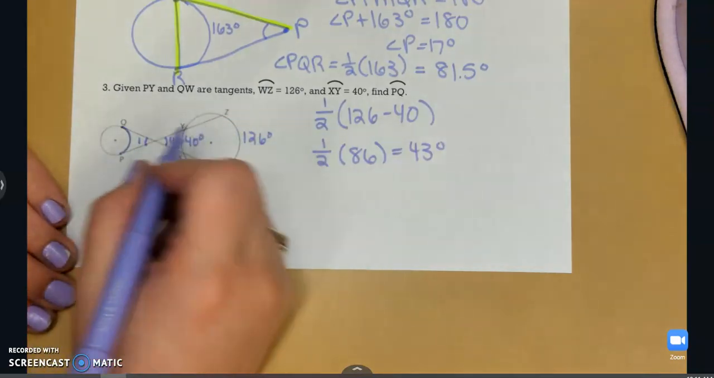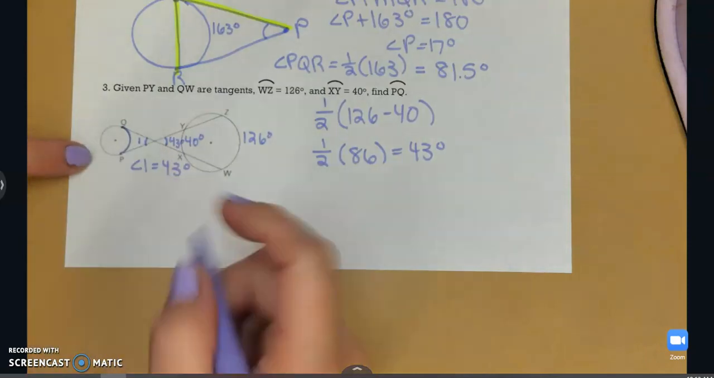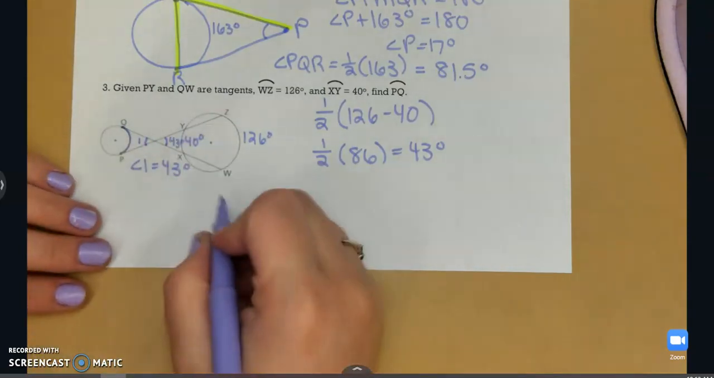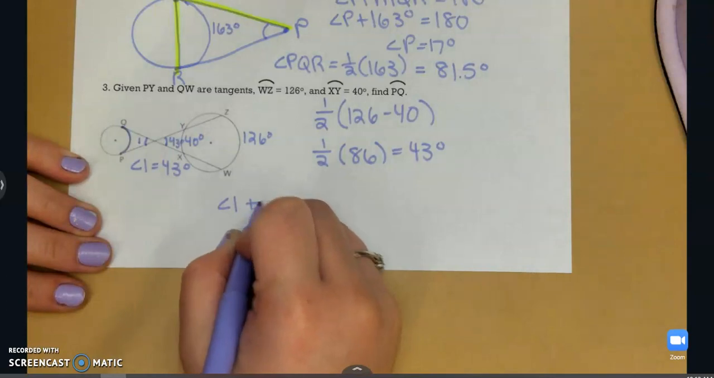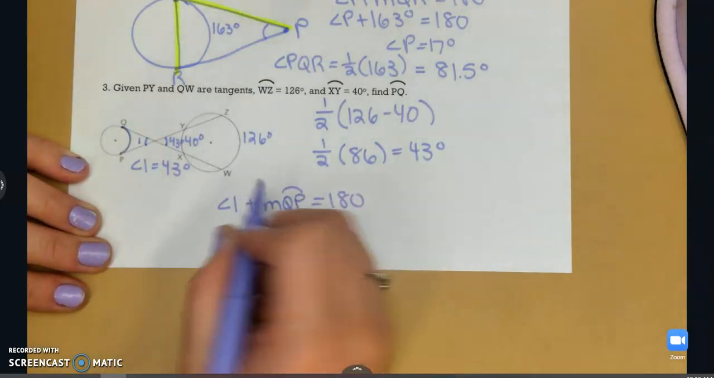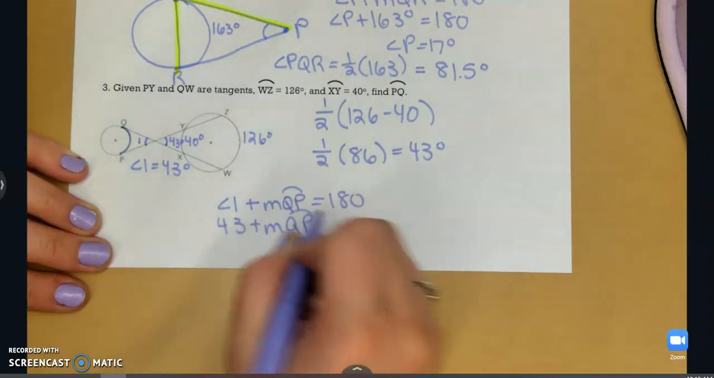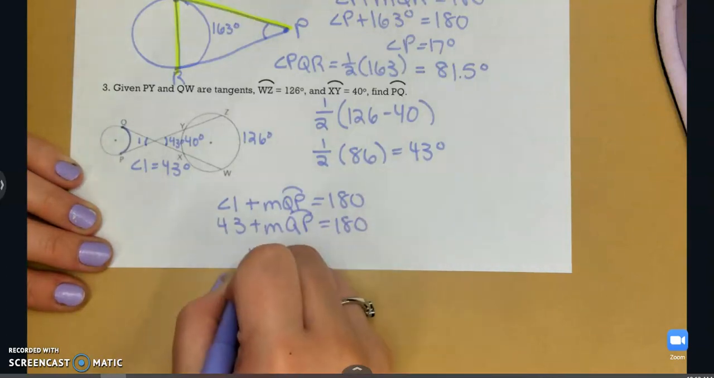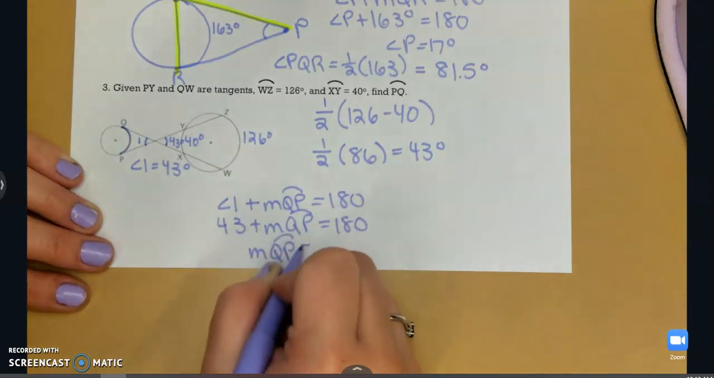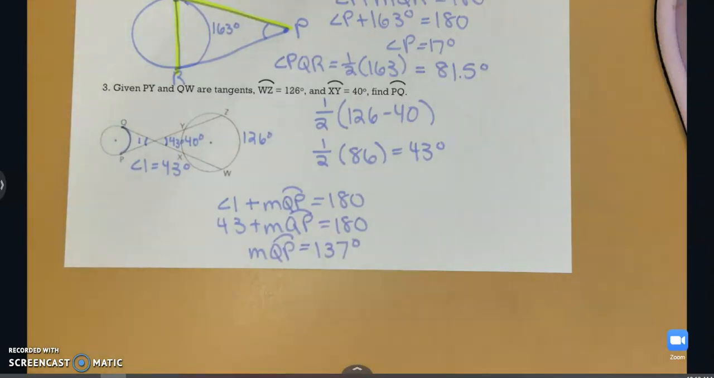It's vertical to angle 1, which means angle 1 is also 43 degrees. And again, tangent-tangent angle, minor arc, those two would add up to 180 degrees. So what I can do is subtract 43 from 180, and I find that that arc is 137 degrees. And that's it for our notes on 10.6.